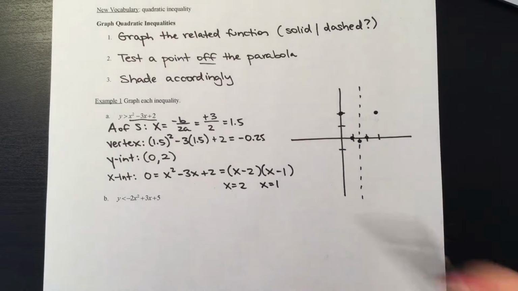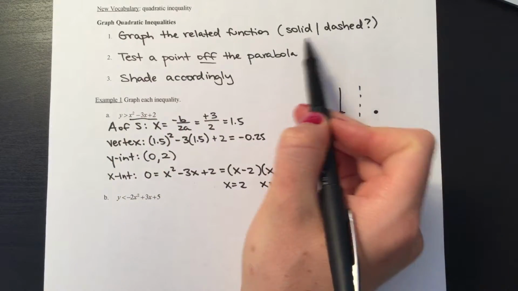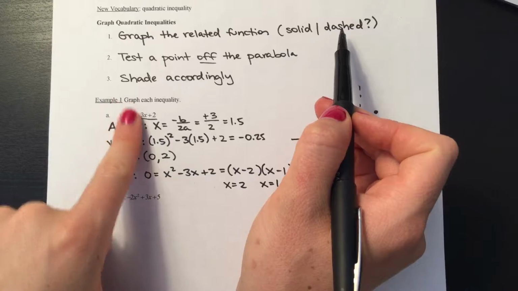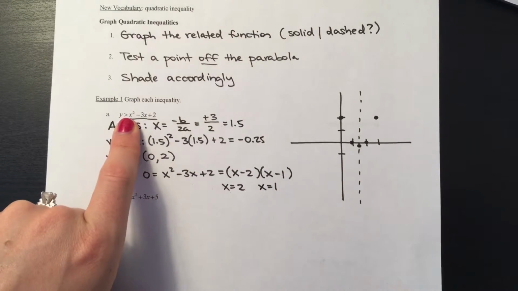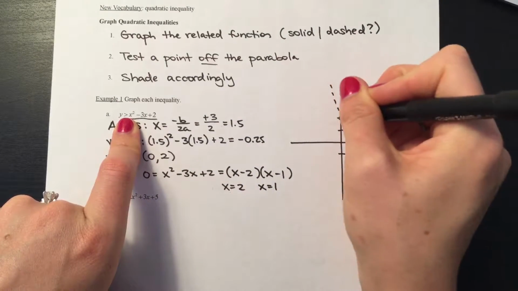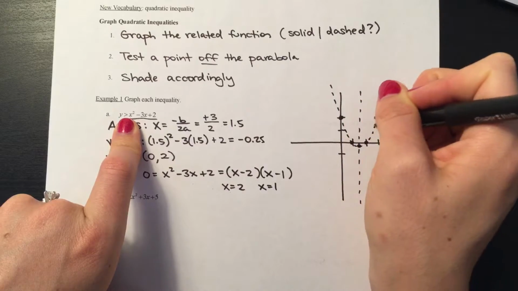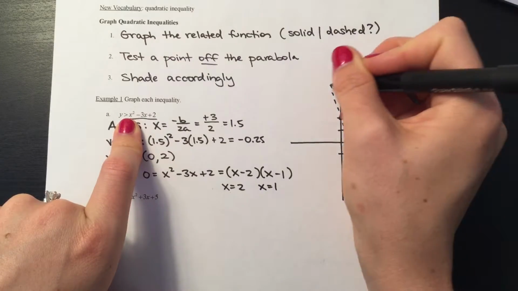All right, so that's the points. Remember, when we're actually graphing, we want to be very careful to see whether it's going to be solid or dashed. It is going to be dashed because I just have the greater than. Okay, so it'll look like that.